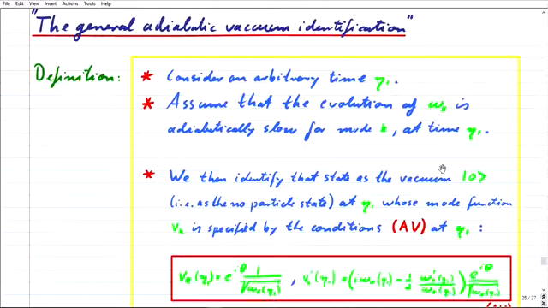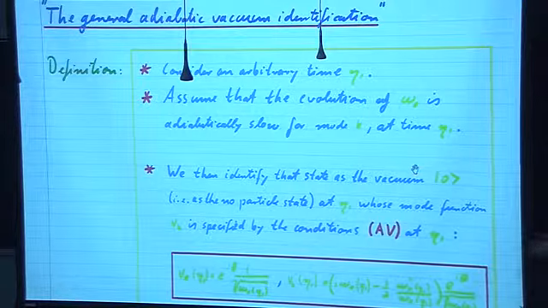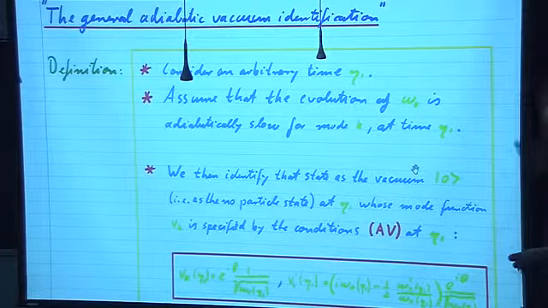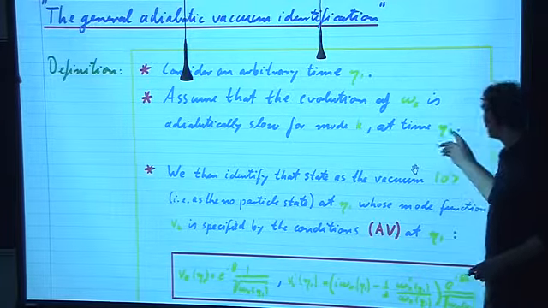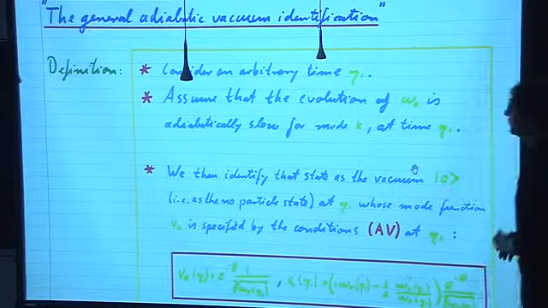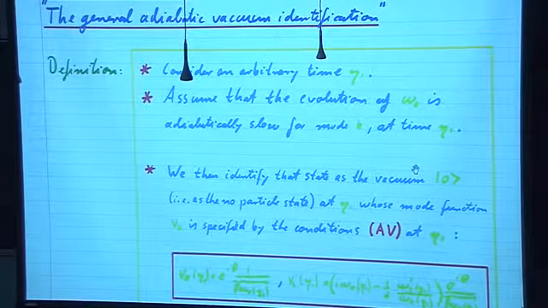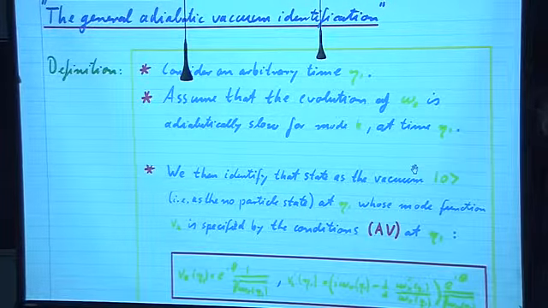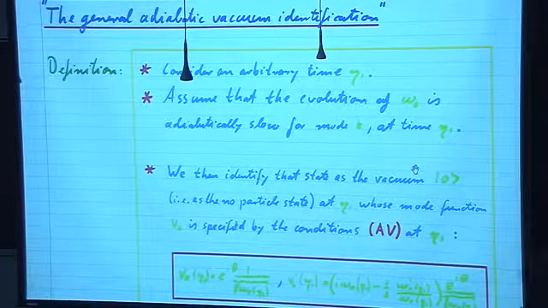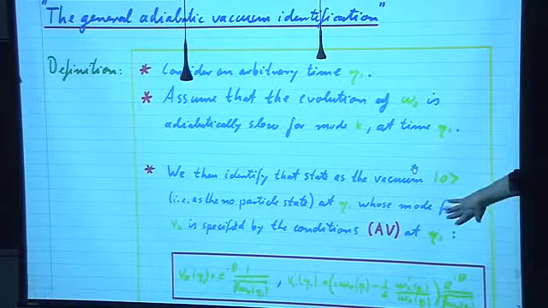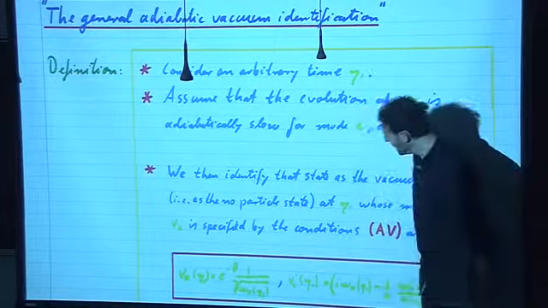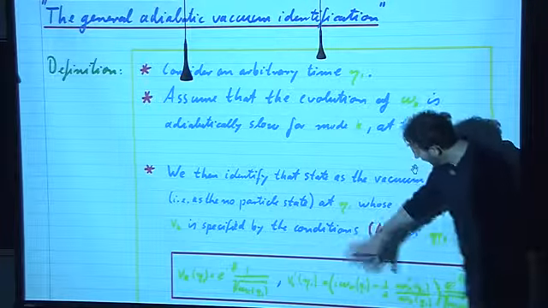So here's the general adiabatic vacuum identification. Consider an arbitrary time eta 1. Assume that the evolution of the mode is adiabatically slow, at least around the time eta 1. Not at all times, but at least at the time eta 1 we want it to be adiabatic. Then we can identify that state as the vacuum state, as the no particle state, at the time eta 1, whose mode functions are specified by this condition here. This for the amplitude, and that for the derivative.